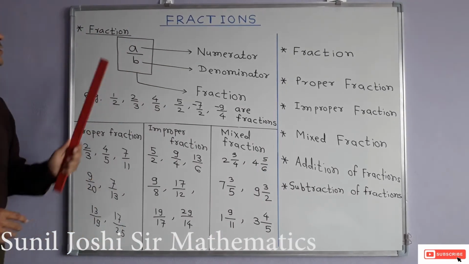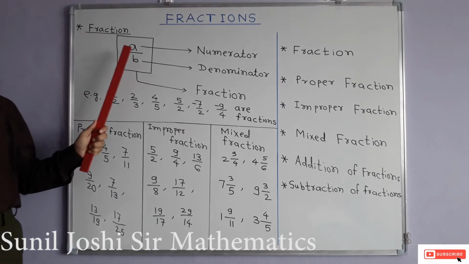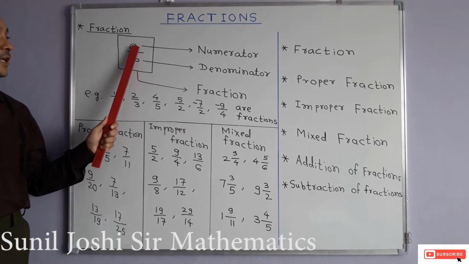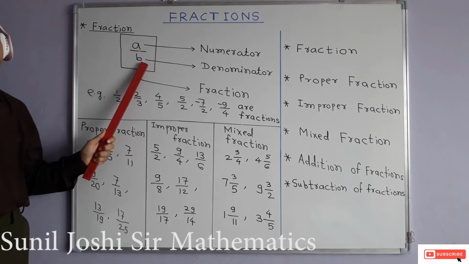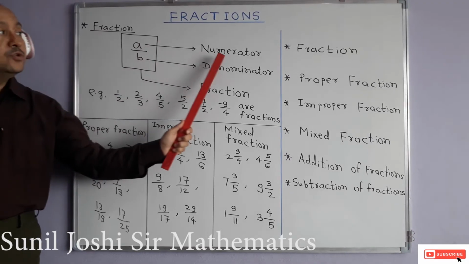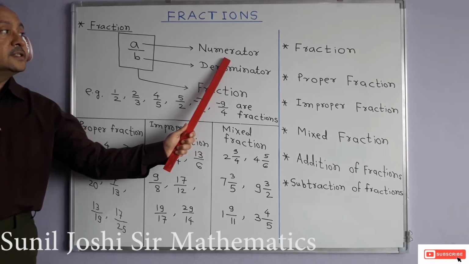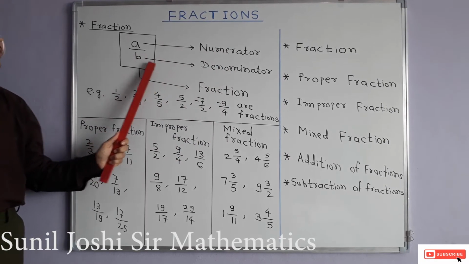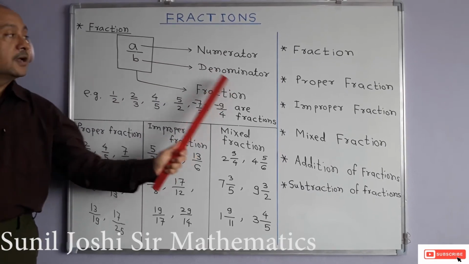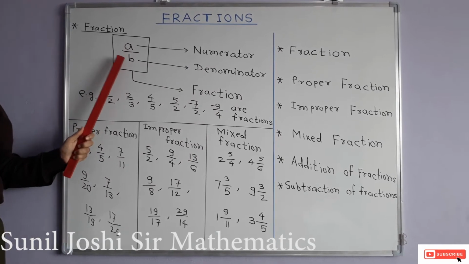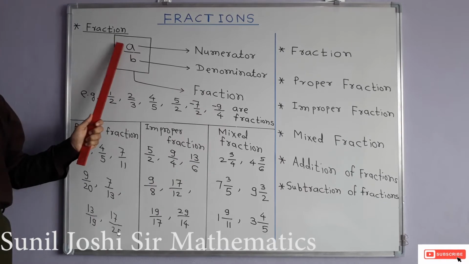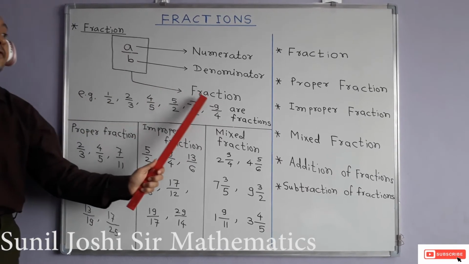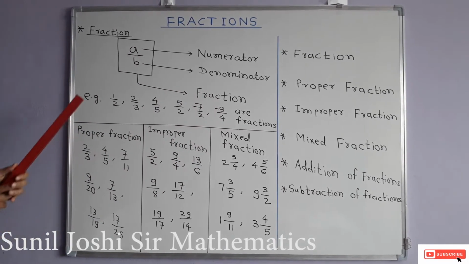So see the first concept, that is fraction. A fraction is written in the form a upon b. It is read as a upon b, where a is called the numerator and b is called the denominator. And a upon b together is called a fraction. A upon b is a fraction. So the examples are written here.